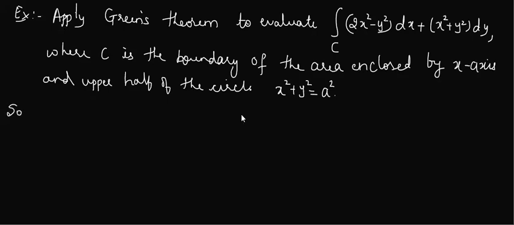So what region do we have to take here? C is the boundary of the area enclosed by the x-axis and this circle. Can you tell me the properties of this circle x² + y² = a²? How can I draw it? Radius is a. And where is the center of the circle? The origin, 0,0. So with this as the center, just draw a circle. It should look like a circle.